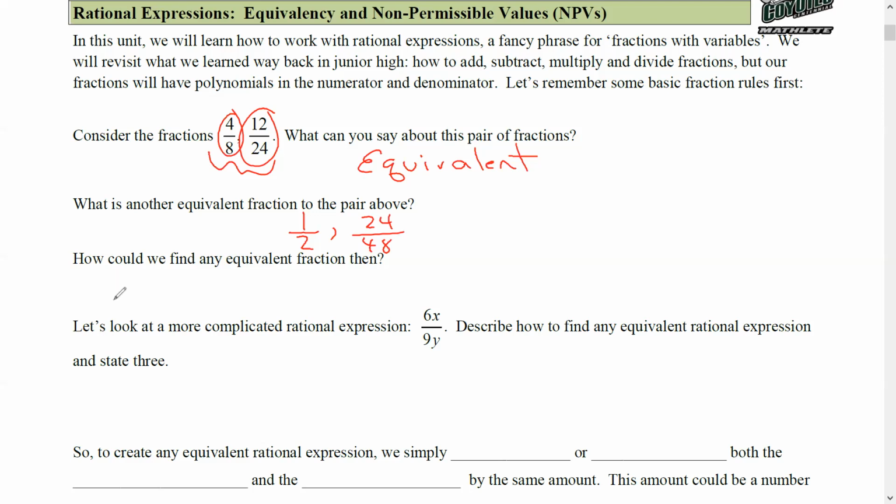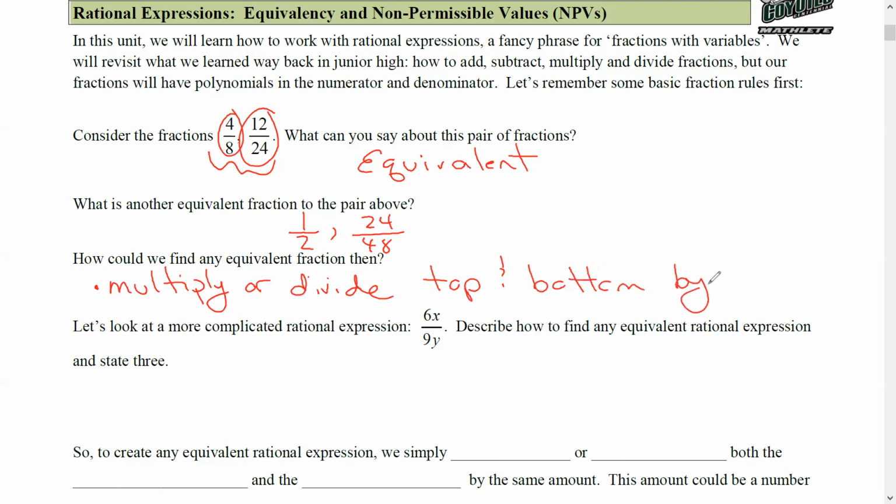So how could we find any equivalent fraction then? I'm going to write that I can multiply or divide the numerator and denominator, top and bottom, by the same number, by the same amount. This isn't weird, but this is what I really want you to think that we're doing. I'm just going to erase that.